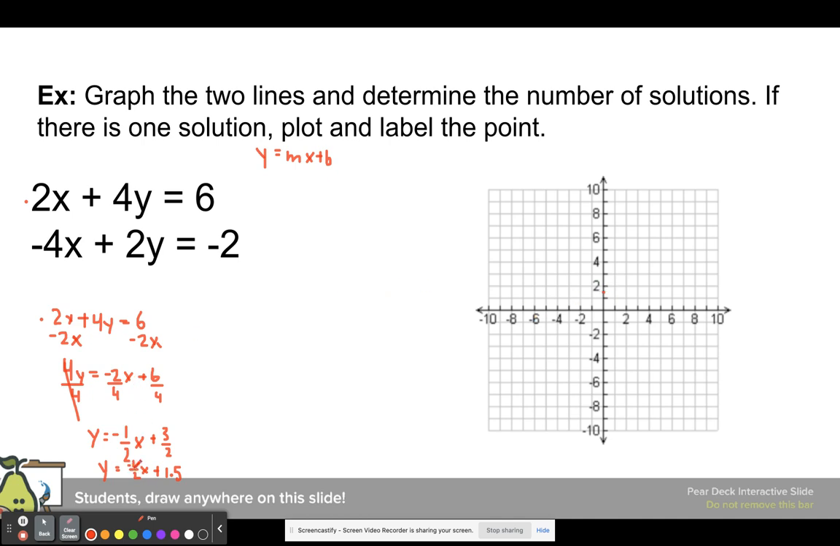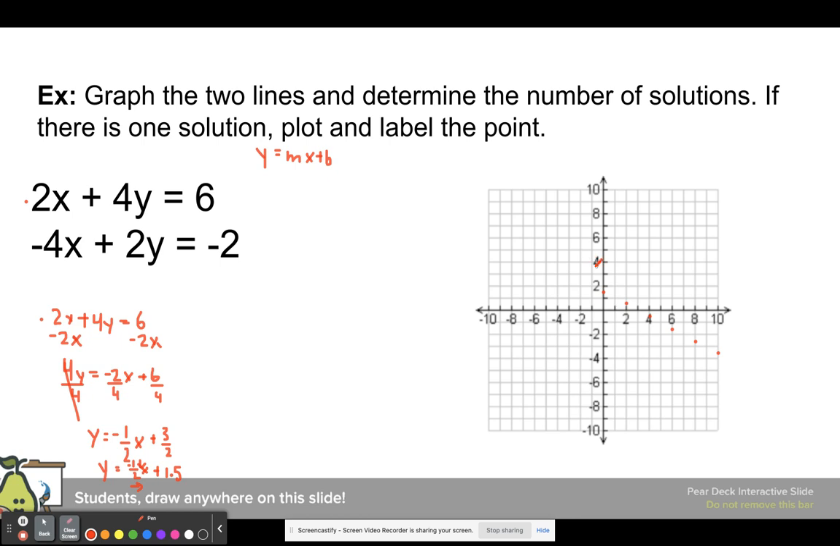And then I have my slope of negative 1/2. Remember, negative 1 means we're going to move down 1. The 2 is positive, so to the right 2. So I'm going to move down 1, to the right 2, down 1 to the right 2, down 1 to the right 2, down 1 to the right 2. And sorry, it's a little bit off. I'm trying to use this app.